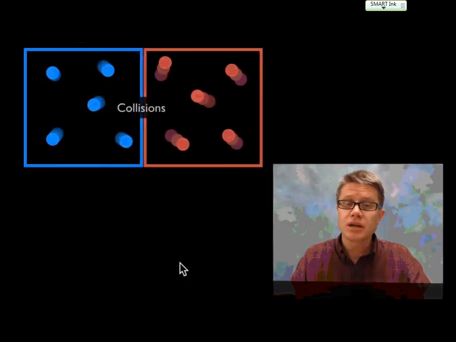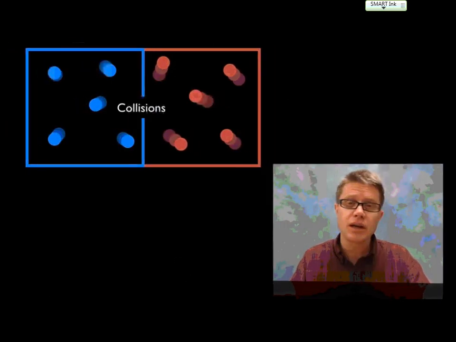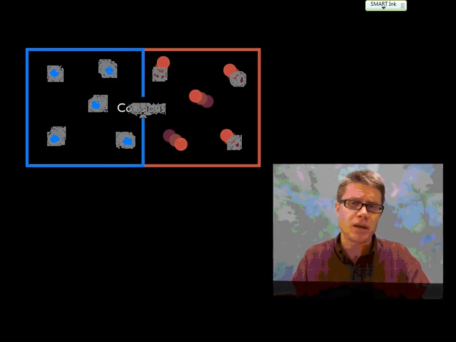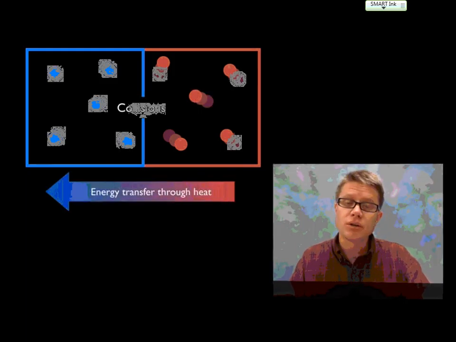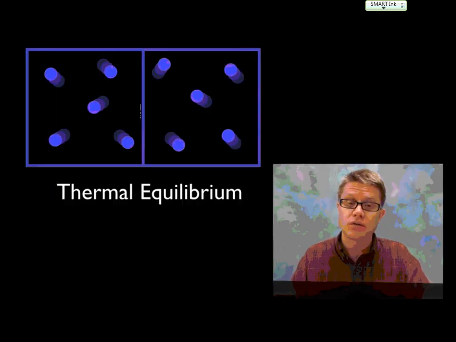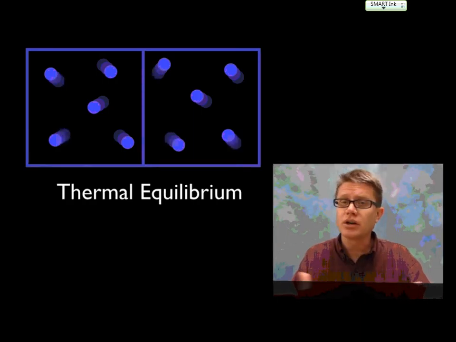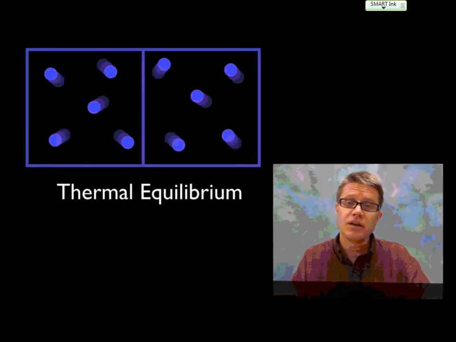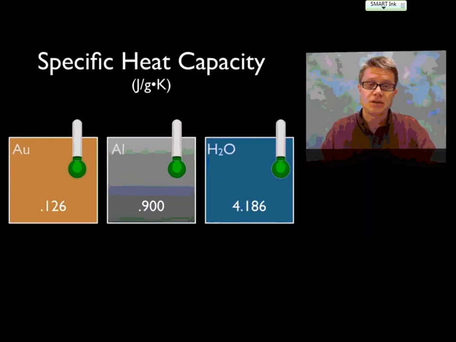If we put them in contact with one another, there's going to be a lot of collisions between these molecules. As they collide, they're transferring some of that kinetic energy. So what we're really doing is transferring energy from the warmer object to the colder object through heat until they eventually reach what we call thermal equilibrium. In other words, it's the same average kinetic energy on both sides. And in that picture I showed you of the iron at the beginning, eventually all of that iron is going to have the same amount of kinetic energy because we've transferred that energy out.